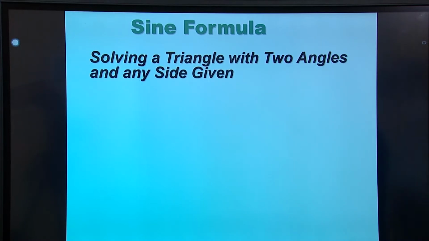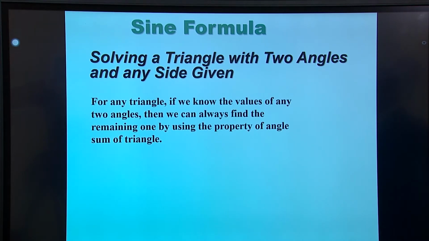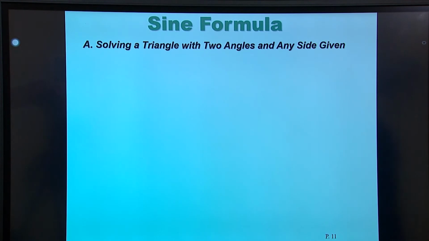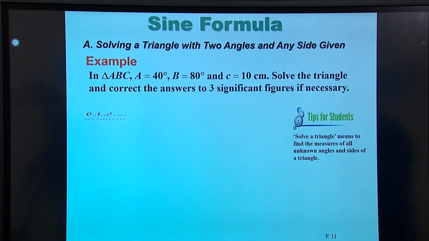All right, let's look at some problems very quickly. For any triangle, if we know the value of two angles, we can find the remaining one by using the angle sum property of a triangle, that we know. If we know the length of one side, we can use the sine rule to find the lengths of the other sides. Okay, so let's have a look at this.